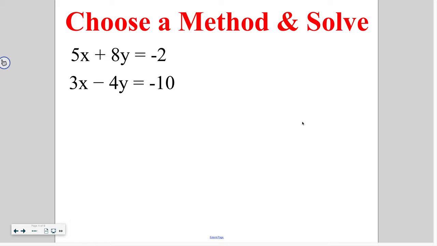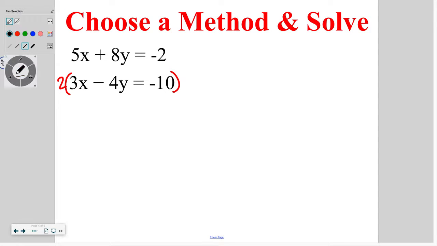So we've got 5x plus 8y is equal to negative 2, 3x minus 4y is equal to negative 10. So when we're looking at this, there is no single variable, so substitution isn't going to be a good idea for us. It's going to take a lot of work to get a variable by itself. So then we're going to go ahead and look at elimination. None of the terms match exactly, but 8 and 4 are a nice pair to work with. So I'm going to multiply this whole second equation by 2.